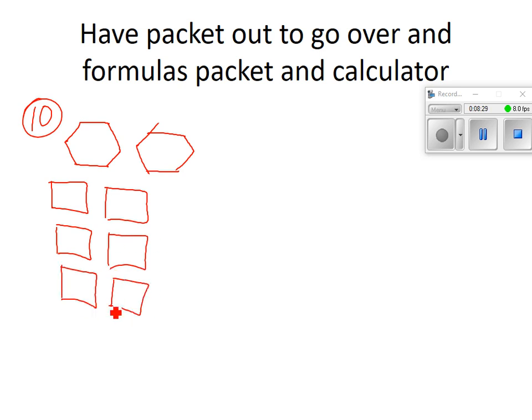Let's do the rectangles first. Somebody tell me what's the length and the width of each rectangle? 8, 9, 8, 9, and so on. So the area of this one is, this one?